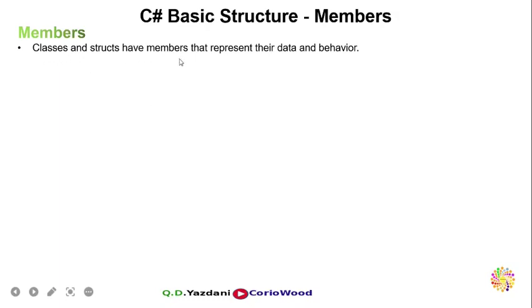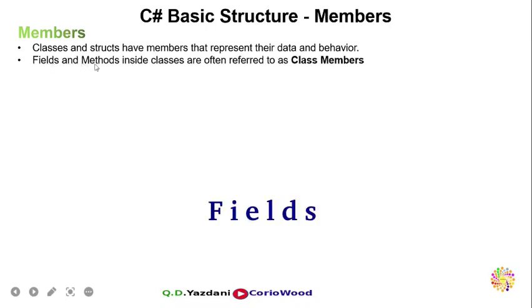So classes and structs have members that represent their data and behavior. Fields and methods inside classes are often referred to as class members. What is a field? Think of a field like a variable. In any other language like C++, say for example there is a variable or an attribute, you're going to see that one as a field. And what is a method? Think of a method like a function. Outside the class it is a function, but inside the class it is a method.